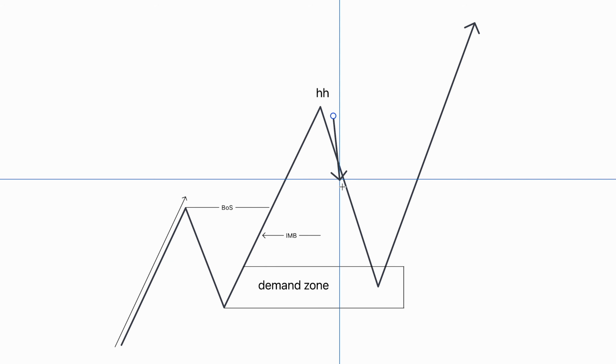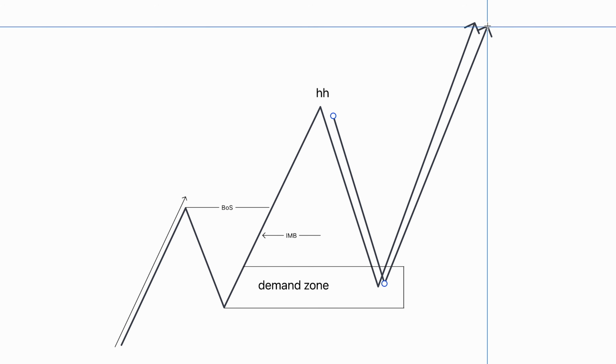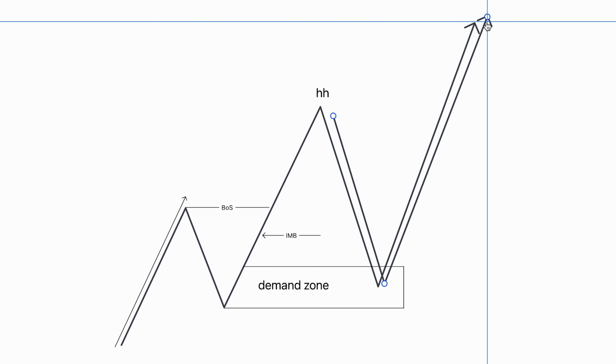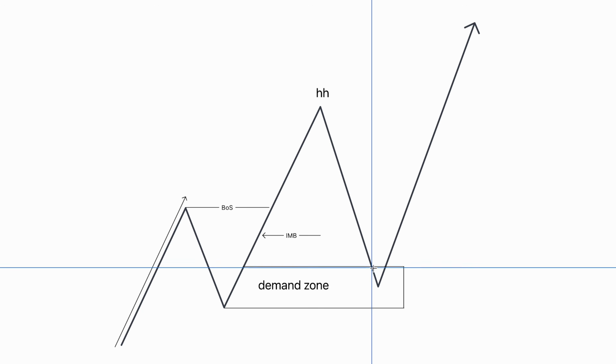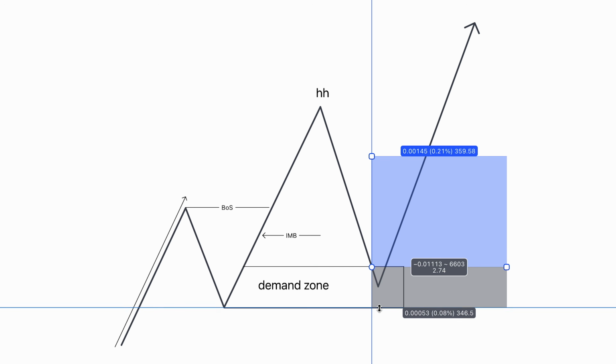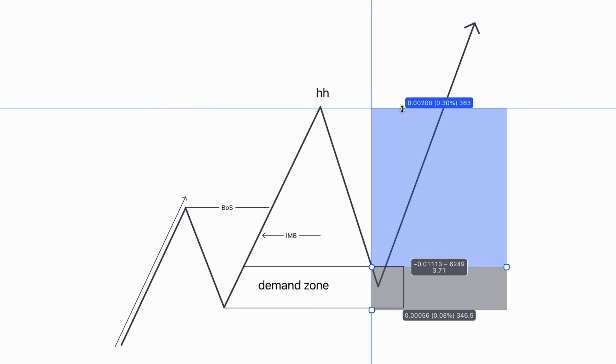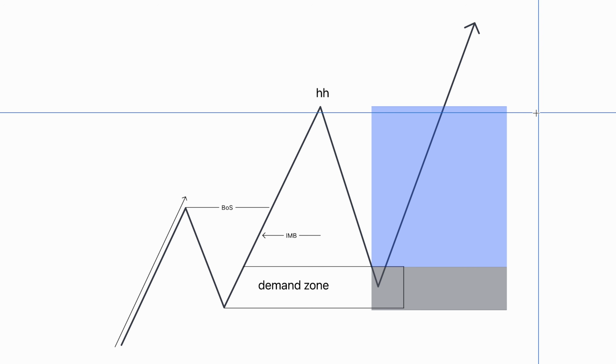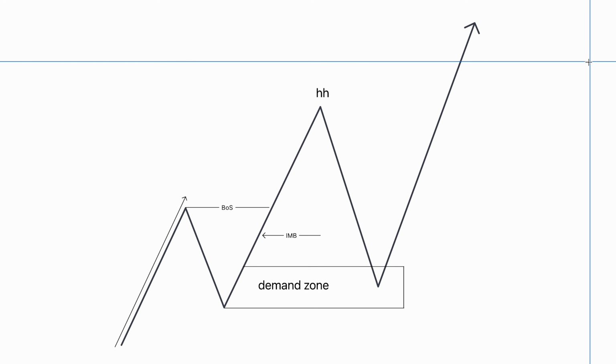Once the imbalance has been filled, we are looking for a retest of a demand zone, so then the price will move higher from there. And the entry model, the system behind this, is to buy a retest of a demand zone after an imbalance has been filled and target the previous higher high. I'll show you an example on a real chart now, so you've got a bit more clarity around how you can start trading this system.